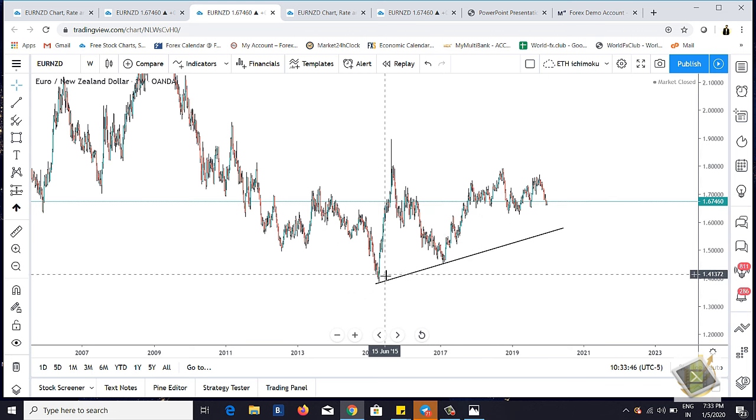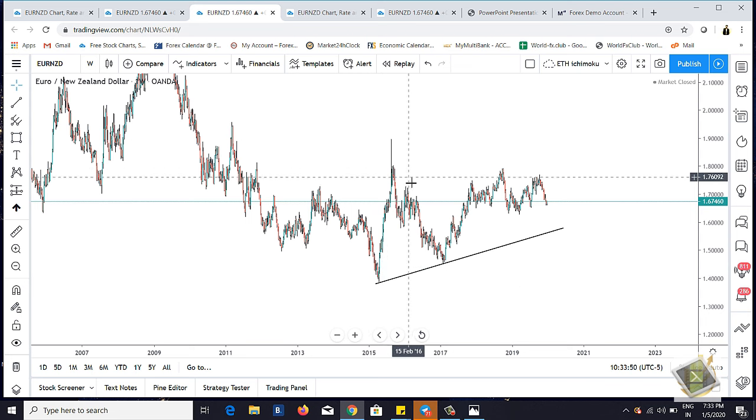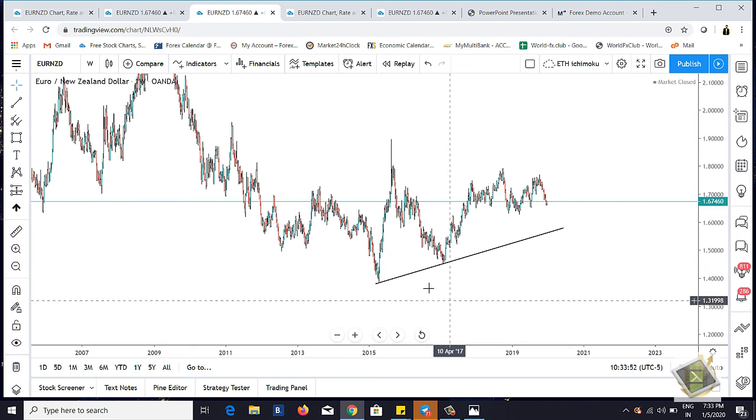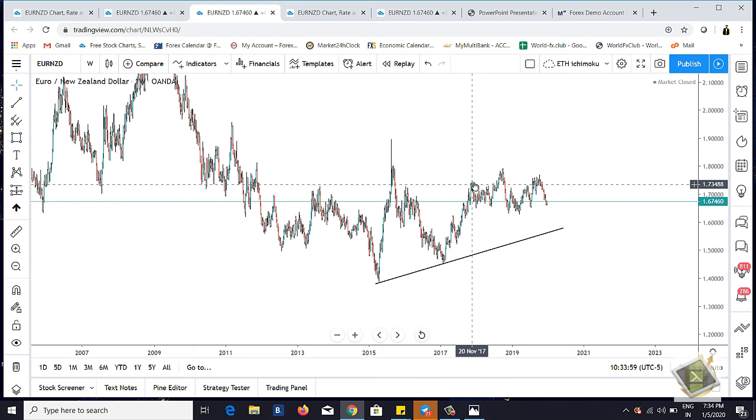And if you see that this is the lowest point, and after that price went down, it did not go further down. So this is a higher low. Price is making higher highs, so this is a peak, then it went up.